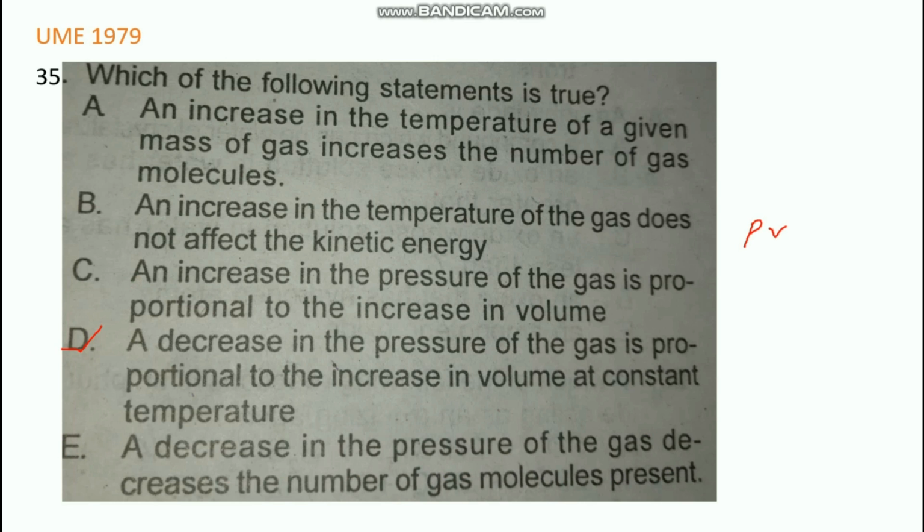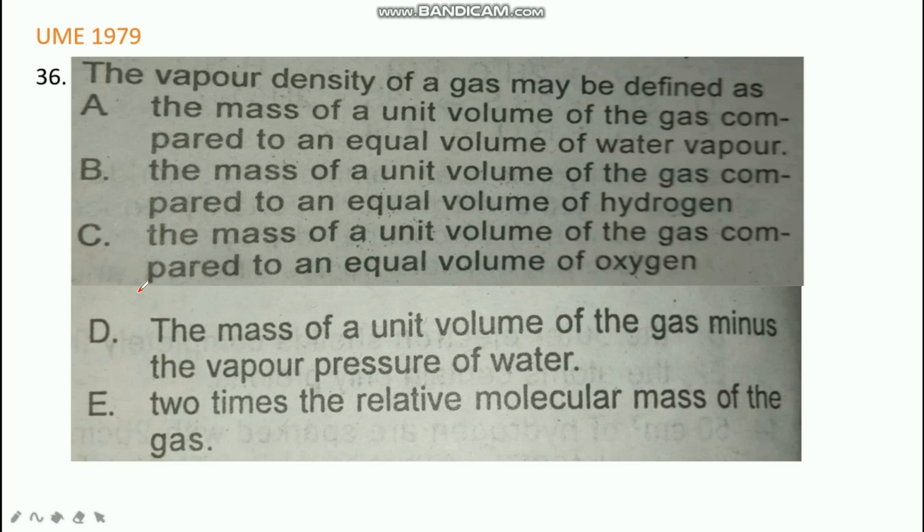Then the next one, which is UTME 1979, question number 36. The vapor density of a gas may be defined as the mass of a unit volume of the gas compared to an equal volume of water vapor.